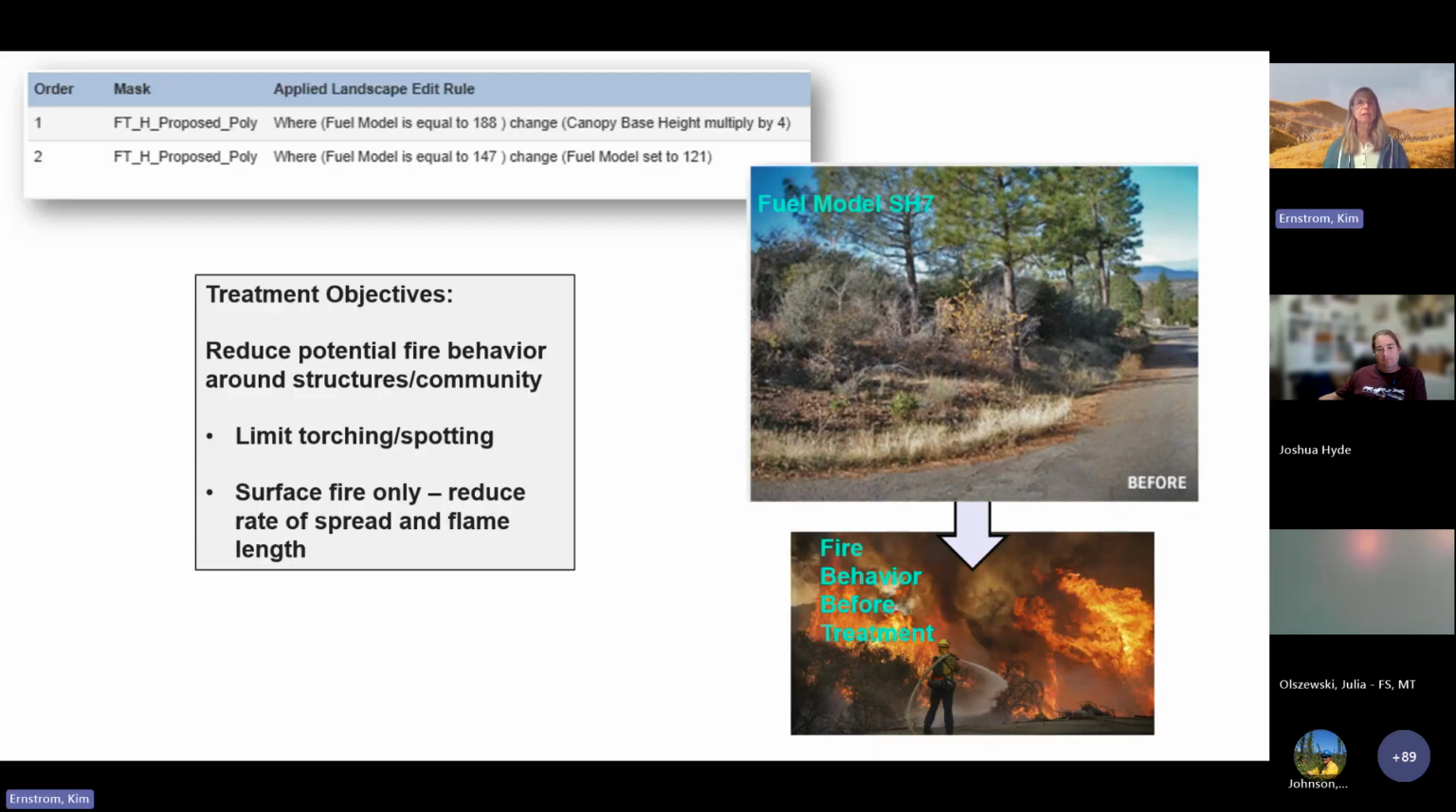Okay, so I have two rules now. I've got one that changed the canopy base height, and I multiplied that by 4, and I changed my shrub model to more of a grass shrub model, which is a lower fire behavior. So I'm trying to change the situation here around these structures. Remember, that was my treatment objective.